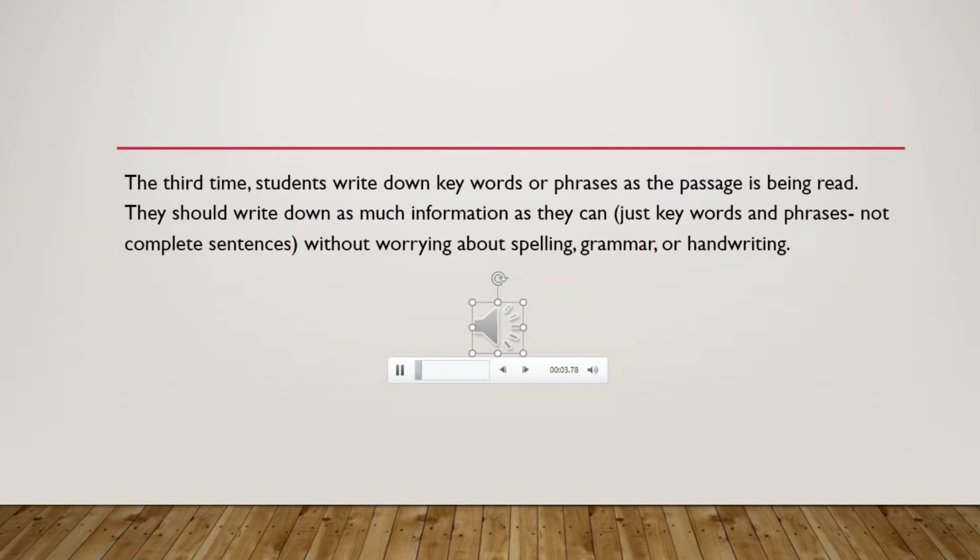The third time that the passage is read, students will write down keywords and phrases as it's being read. And they're writing down important words, important phrases that they feel should be taken note of. And these don't have to be in complete sentences. They're just jotting down what they think is important. And at this point, there's no focus on correct spelling, grammar, or any worry about what it looks like, their handwriting. They're just taking note of what sounds important.